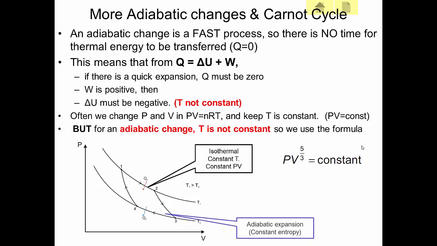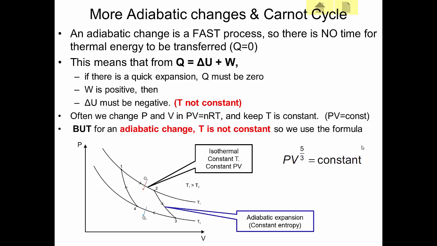But the next part is an adiabat. This is an adiabatic expansion, and there's no Q, Q is equal to 0. Then there's no transfer of thermal energy into the system. This is also a line of constant entropy, because you know that the entropy depends on the change of Q. And since there is no change of Q, there is no entropy change.